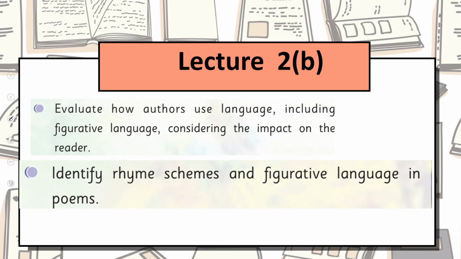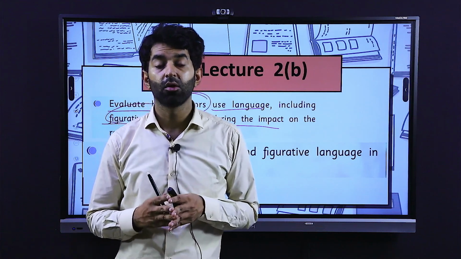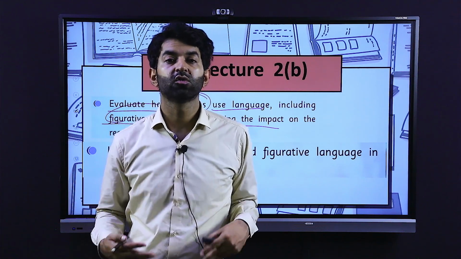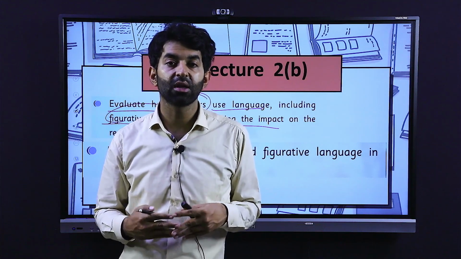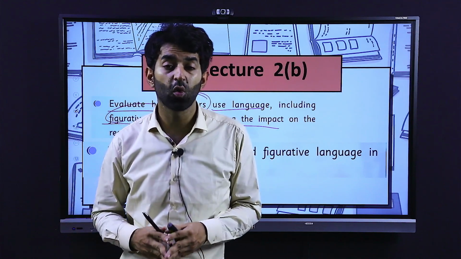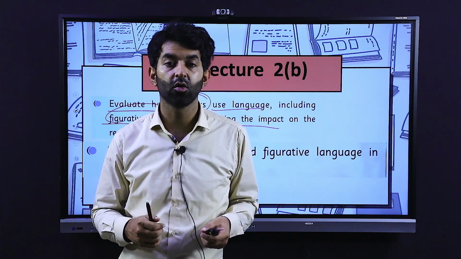And in the next lecture, we will talk about evaluating how authors use language, including figurative language, considering the impact on the reader. When we are talking about language, especially in poetic texts, in poems, we see that authors have used different techniques, devices, literary techniques, and elements in them. We will learn what they are, what figurative language is, what it is made up of, and how we can understand them and then analyze different kinds of texts.